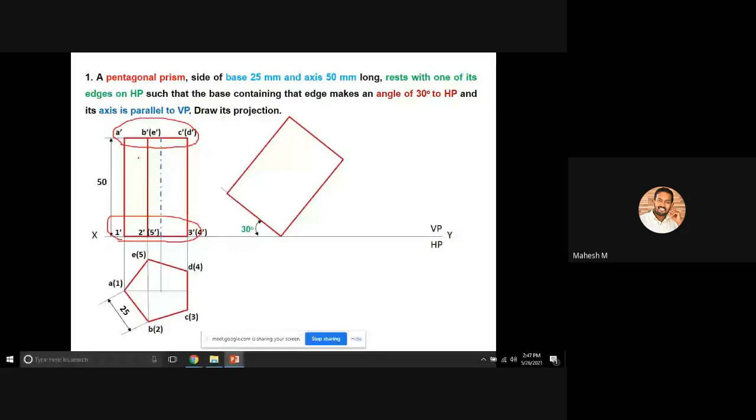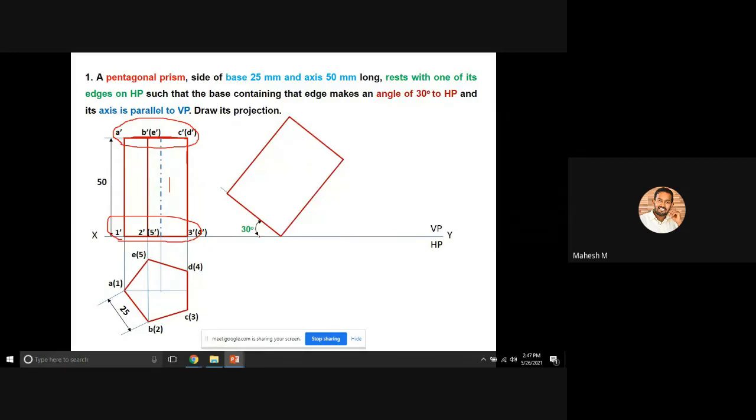So you can create the exact size. Okay, so you can measure the size of this initial front view. So this is our first front view. So you can measure this first front view, and you have to replicate the same size and same shape with an angle of 30 degree.